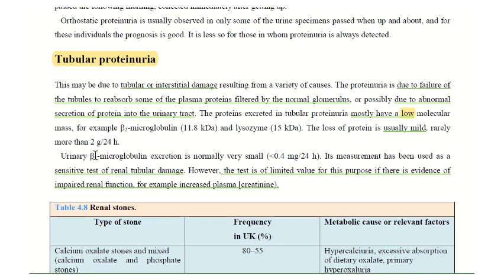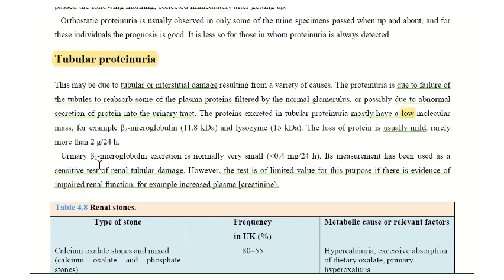Urinary beta-2 microglobulin excretion is normally very small، أقل من 0.4 mg per 24 hour. Its measurement has been used as a sensitive test for renal tubular damage. However, the test is of limited value for this purpose if there is evidence of impaired renal function, for example, increased plasma creatinine concentration. هنا القوس لازم يكون مثل هذا، خطأ مطبعي.